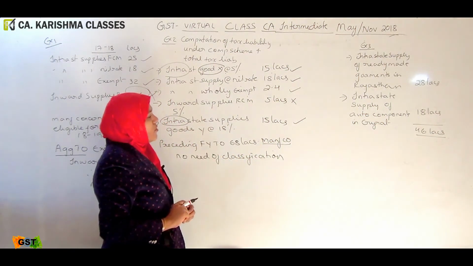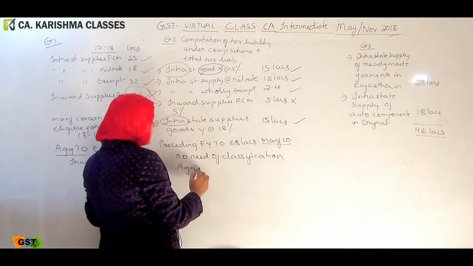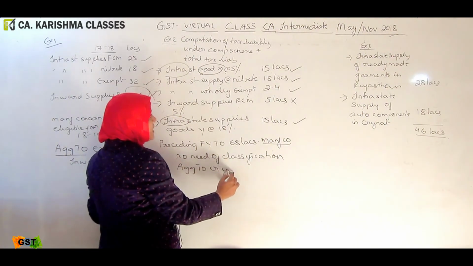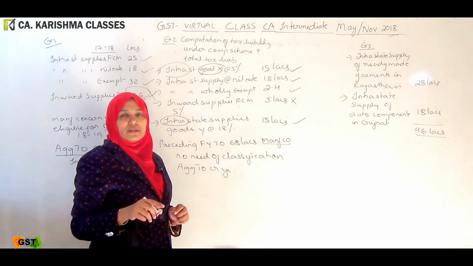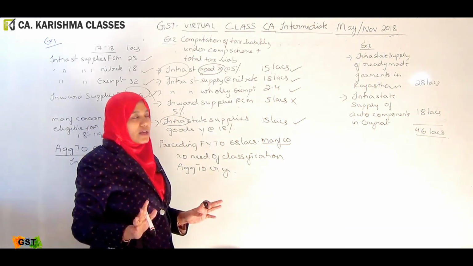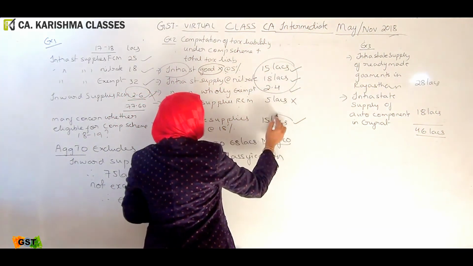Then the second important point you have to understand: check the aggregate turnover of the current year. What is the aggregate turnover of the current year? That aggregate turnover includes both exempt, nil, everything. It includes everything. So we have to keep adding this and this.